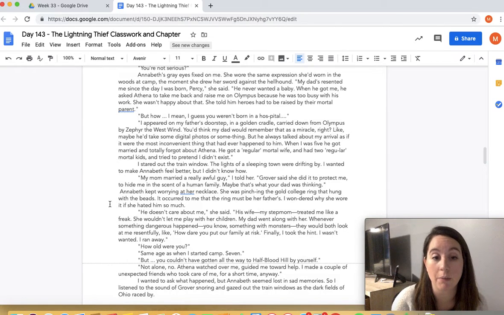He doesn't care about me, she said. His wife, my stepmom, treated me like a freak. She wouldn't let me play with her children. My dad went along with her. Whenever something dangerous happened, something with like monsters, they would both look at me resentfully, like, how dare you put our family at risk? Finally, I took the hint. I wasn't wanted. I ran away.